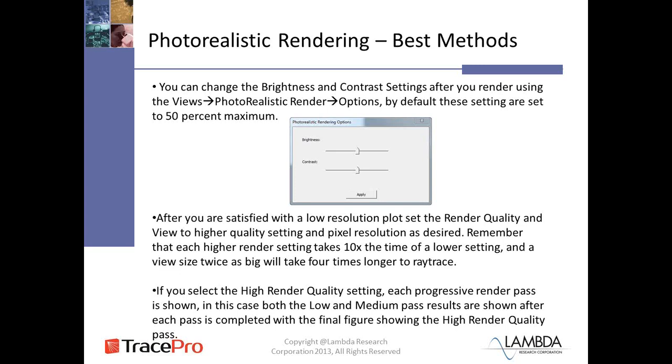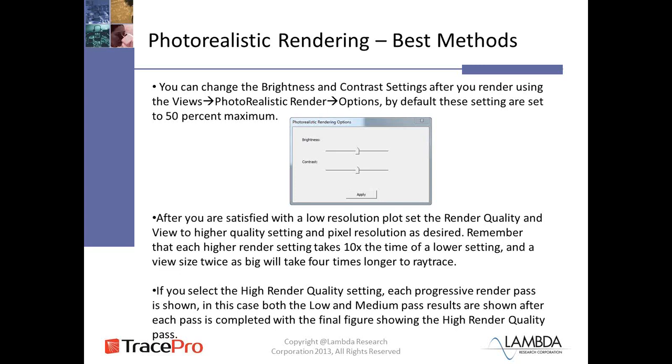After you're satisfied with your low-resolution render, you can set the render quality up higher, and you can set the pixel resolution as desired. So we'll go from the 100 by 100 to, say, 400 by 400. Remember that each higher render setting takes 10 times longer to ray trace, and a view size twice as big will take 4 times longer to ray trace.